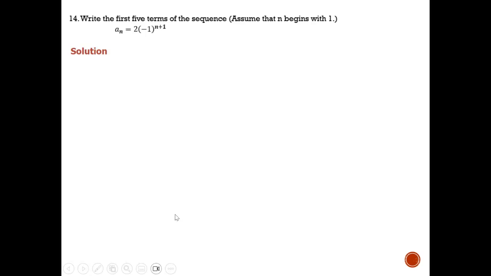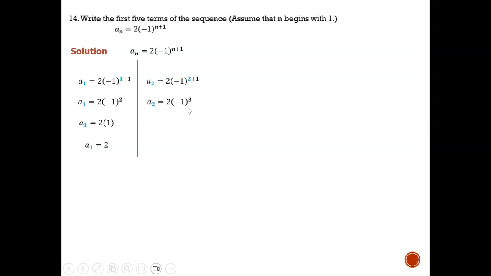Now let's do number 14, which is write the first 5 terms of the sequence. Assume that n begins with 1. This is a pattern here. So A1 is going to give us 2 times negative 1 to the second power, which is 2 times 1, which gives us 2. So A1 is 2. A2 is going to give us 2 times negative 1 to the third power, which is 2 times negative 1, which gives us negative 2.